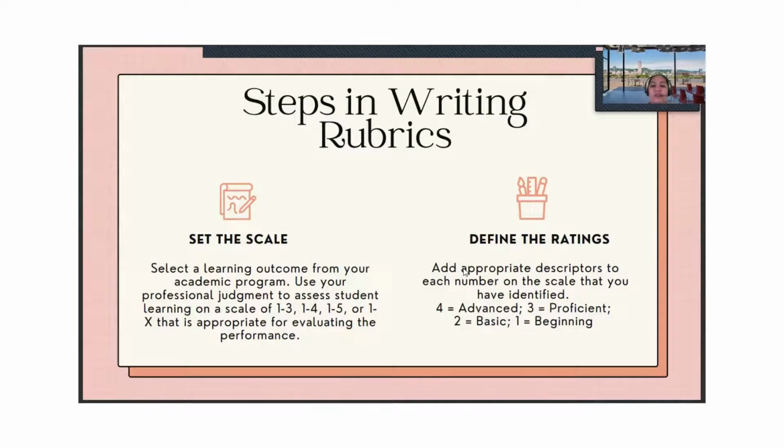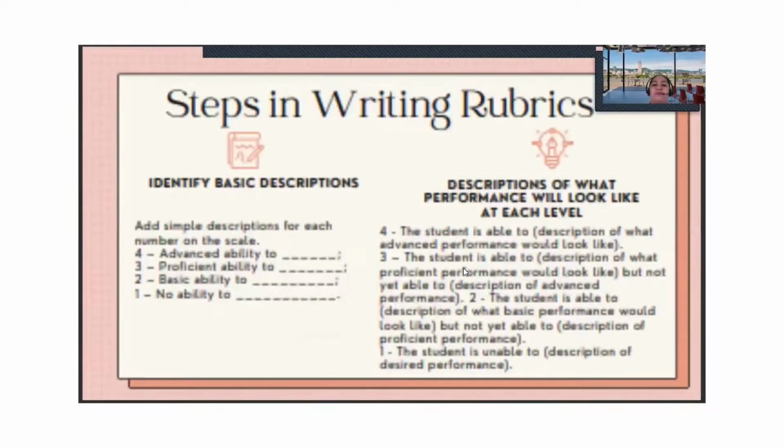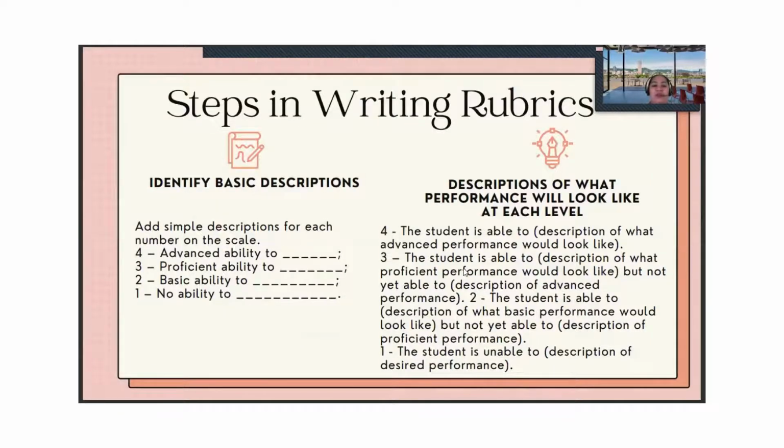So next step is define the rating. So add appropriate descriptors to each number. So like for example, on the number 1, you will just put beginning or beginner, 2 basic, 3 proficient, 4 advanced. So yung ganon. And then next is identify basic description. So add simple description for each number in the scale. So like for example, advanced ability, proficient ability, basic ability, no ability. So yun yung description ng each scale na inilagay mo.